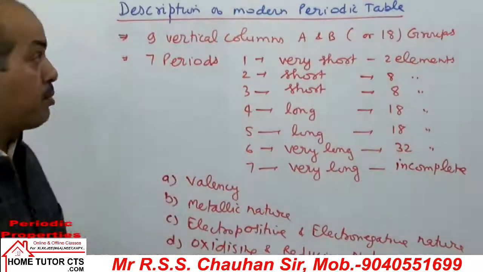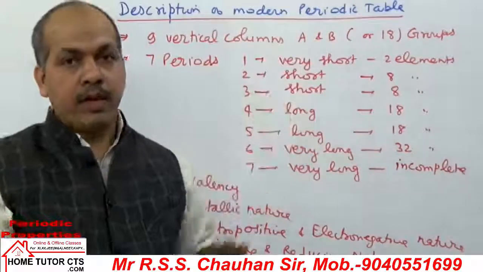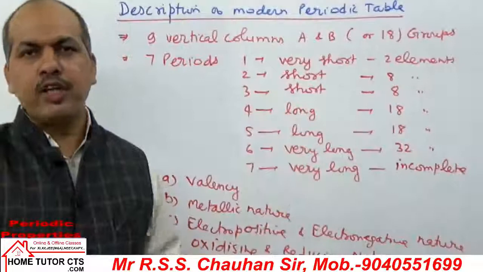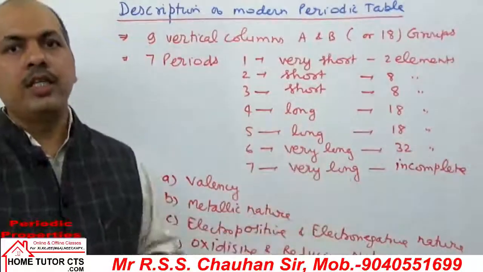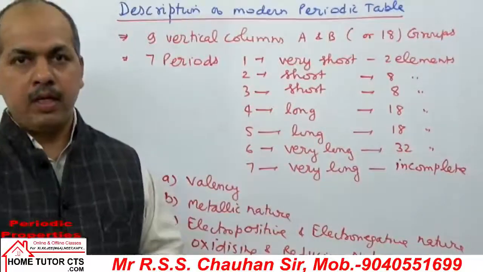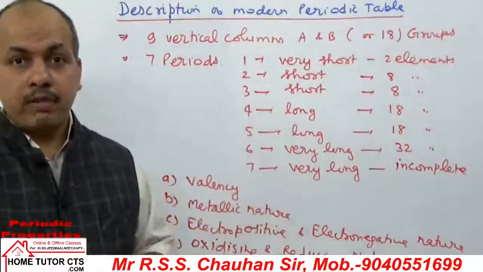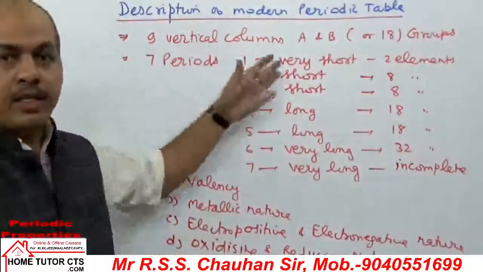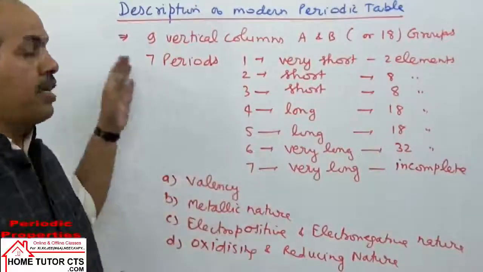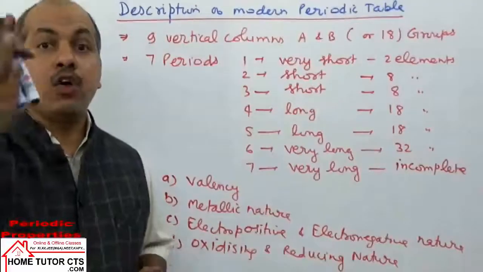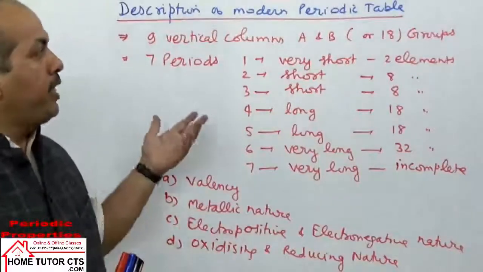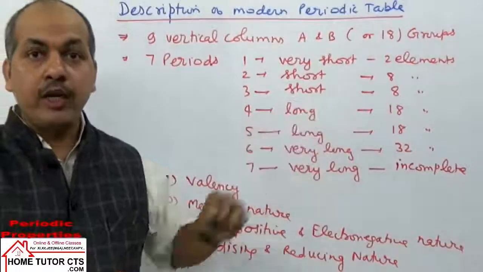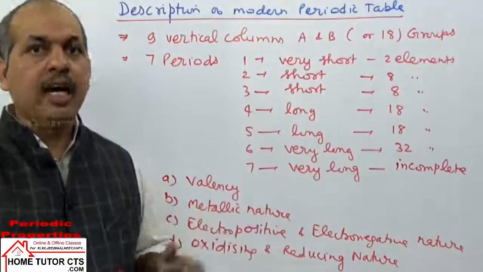Now, if we take the description of the modern periodic table, in fact, now we are also using different periodic tables, but most commonly we use the long form of the periodic table. In the long form, we have some basic description. We have 18 vertical columns, which are called groups, numbered 1 to 18, the latest numbering.